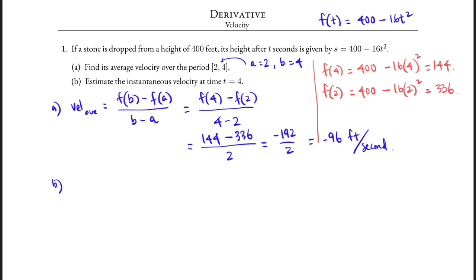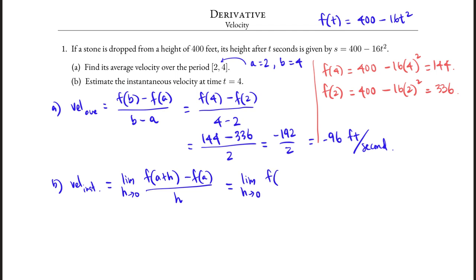For part B, we're looking for the instantaneous velocity, which is, by definition, the limit as h goes to 0 of f of a plus h minus f of a over h. For this section, we are not going to compute this expression. Remember that a, in this case, is the point in question, which is t equals 4. So we replace a with 4. The limit as h goes to 0 of f of 4 plus h minus f of 4 over h.